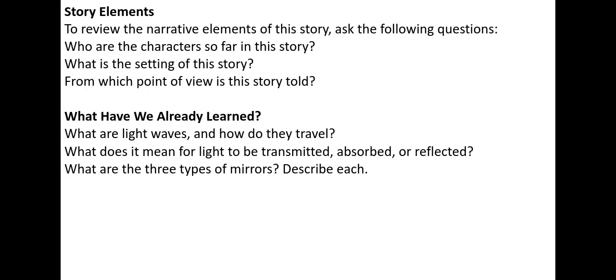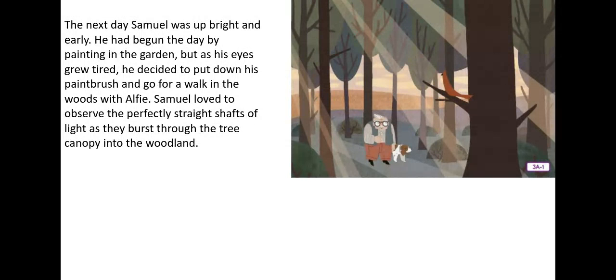We've learned about light waves and how they travel in straight lines in rays. We've learned about what it means for light to be transmitted, absorbed, and reflected, right? Transmitted means it goes through it. Absorbed means it goes into it. And reflected means it shines back like a mirror. And then we learned the 3 types of mirrors, right? We have plane mirrors, which are flat. Convex mirrors, which are domed-like, and it's like the outside of a dome, and concave, which is like the inside of a dome. We're going to talk more about that today and what is different about those types of mirrors.